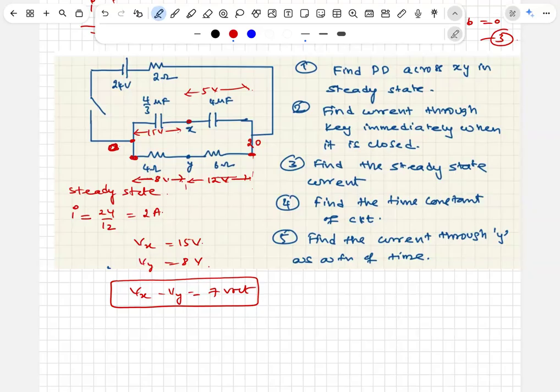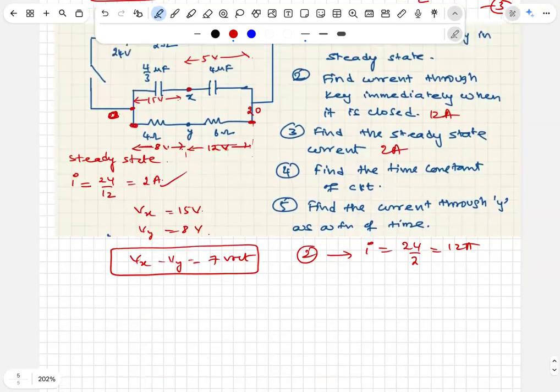Next. Find the current through the key immediately when it is closed. Immediately when it is closed, the entire 4 ohm, 6 ohm track is out of order. The entire current goes through the capacitor. Only 2 ohms is there in the circuit. So the current is simply 24 by 2, 12 amps. The steady state current is 2 amps, 12 amps initially.